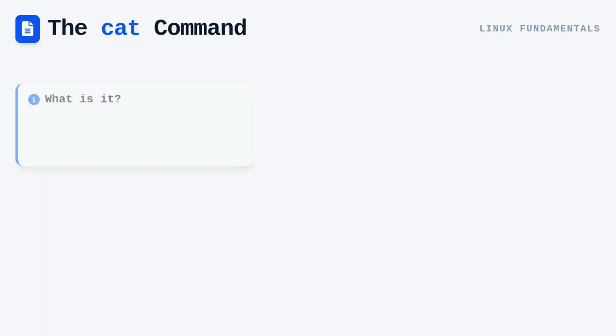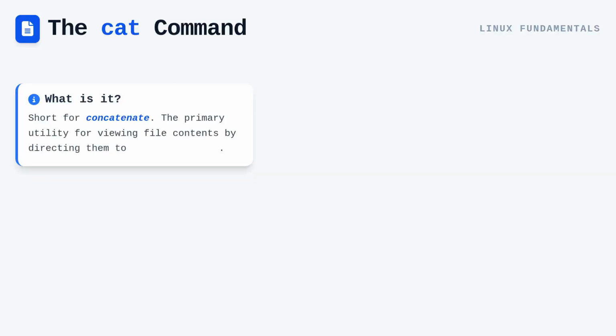The cat command, short for concatenate, is perhaps the most fundamental utility for viewing file contents. When you pass a file name to cat, it reads the entire file and directs the text to standard output, which is typically your terminal screen.